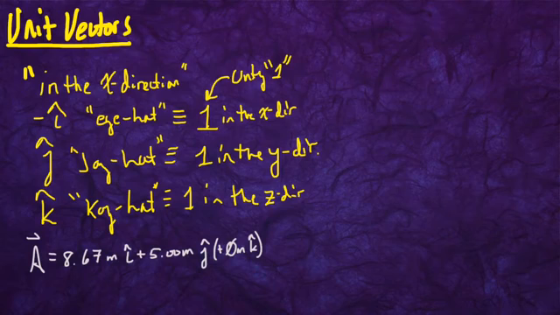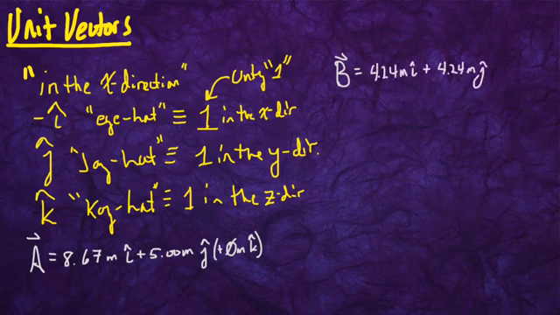Okay, and 0 meters k. Because if it's only in the xy plane, then it is not in the z direction at all. So we get a 0k there. Okay, B then is going to be 4.2 meters I hat and 4.2 meters j hat.